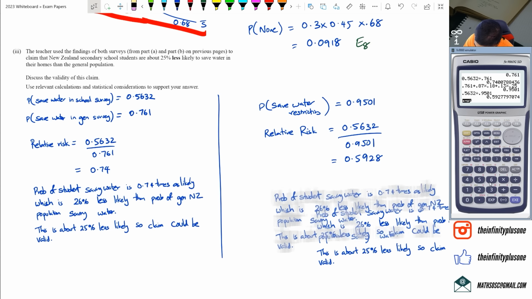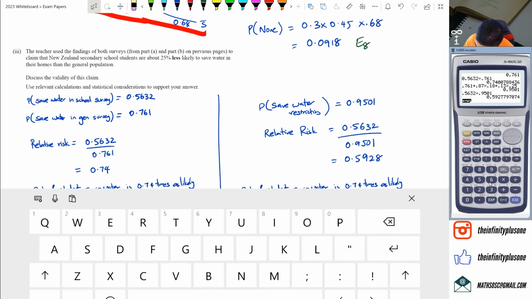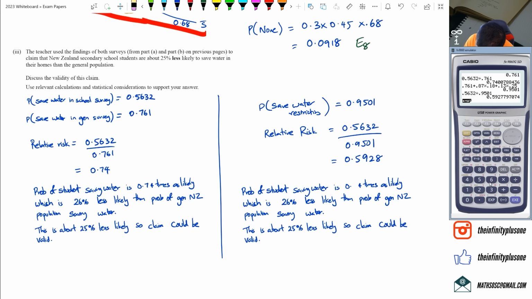Paste. So instead of 0.74, it's actually going to be 0.5928. Now this is actually quite much, right? It's not 26%, it's actually close to 40% roughly. And this is about 40% less likely. So the claim is not valid.